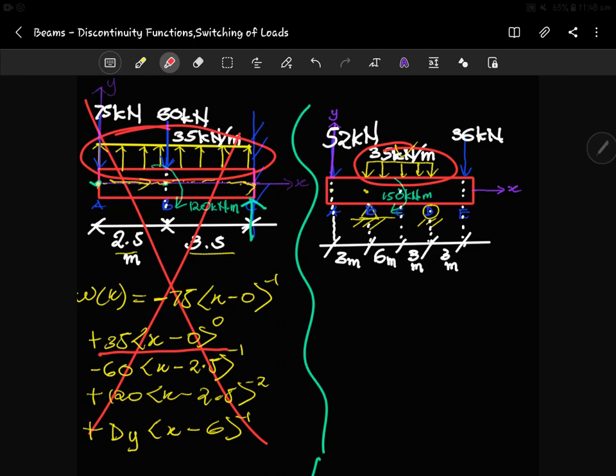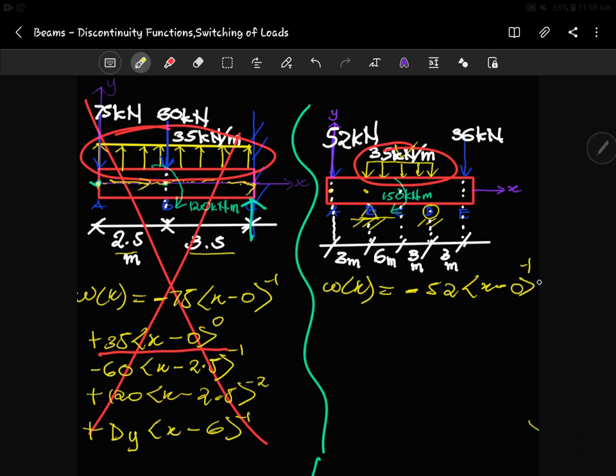So let's write the load equation for this one. We are starting from the origin, with this diagram somewhere here. So w(x), right? What's the first load that we meet? It's this one. It's going down, so minus, and then its magnitude in bracket x minus e. Where does it start? 0. It's a point load, so that's minus 1. Are we okay?